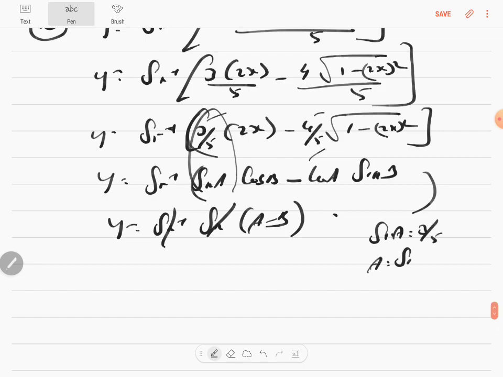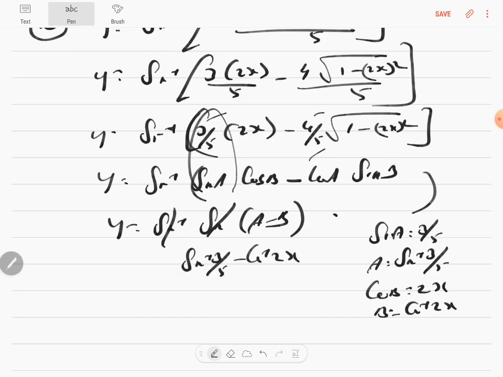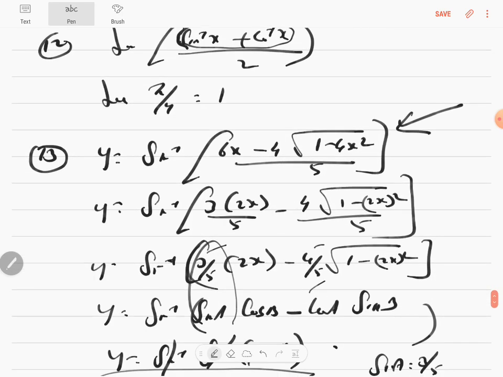A is equal to sine inverse of 3 by 5. And cos B is equal to 2x, so B is equal to cos inverse of 2x. So then it's sine inverse of 3 by 5 minus cos inverse of 2x, and that will be your y's value. Okay, if you're asked to simplify it, this is the way you would simplify.